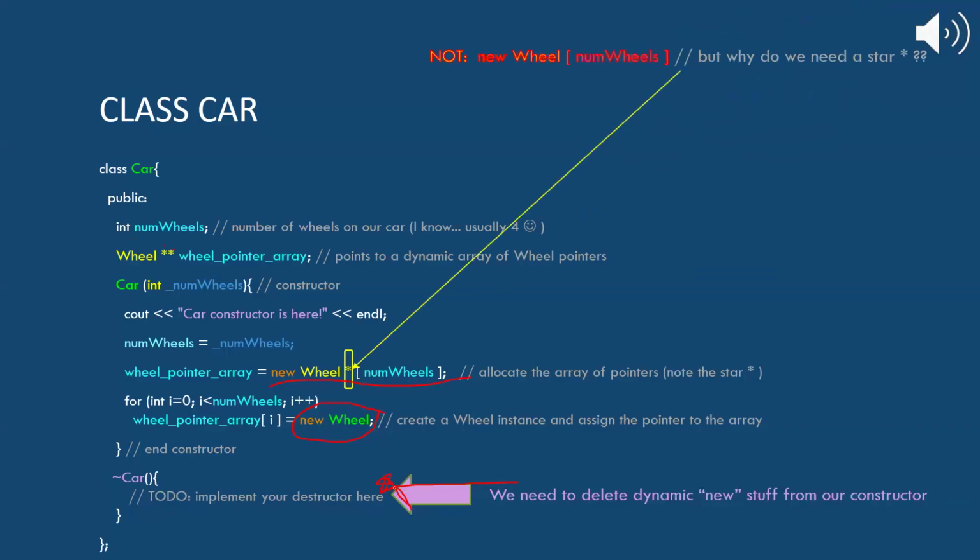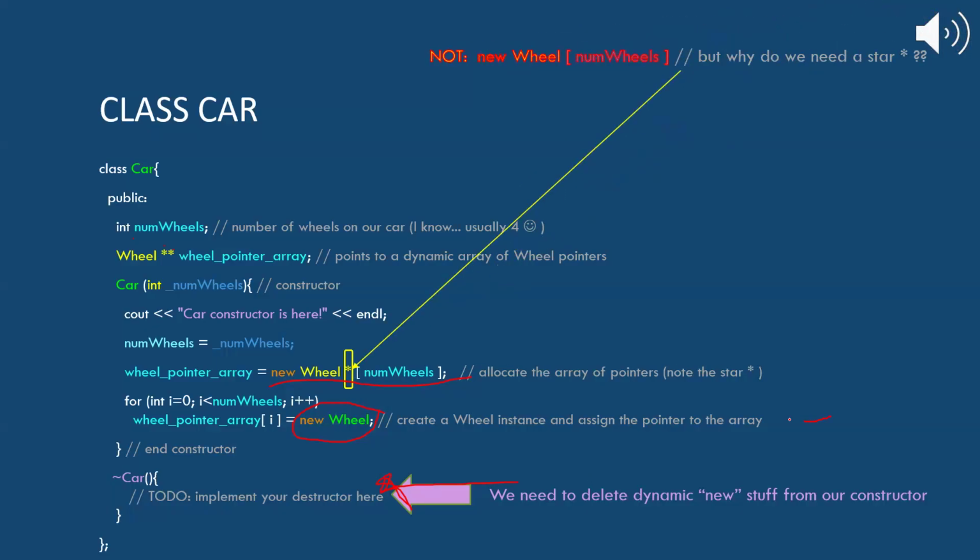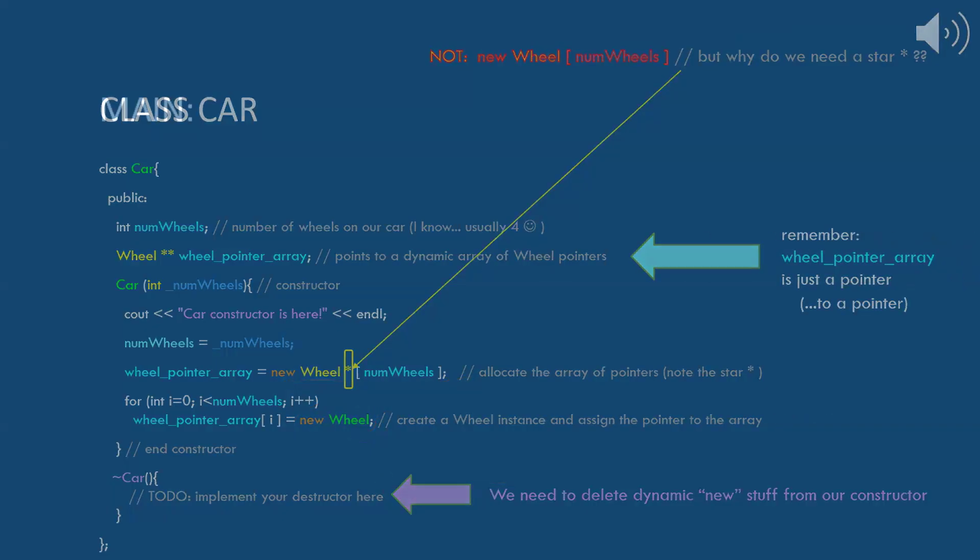So let's actually get rid of that stuff, okay? And so remember, this is an array of pointers, not an array of wheels, right? So we're not constructing any wheels here. We're constructing the wheels here. Okay. So let's see if we can do that one.